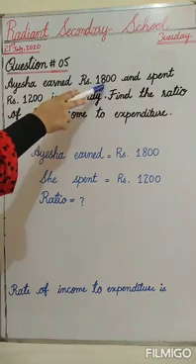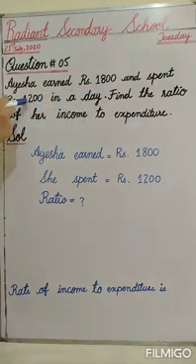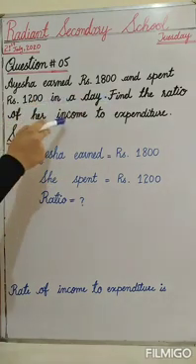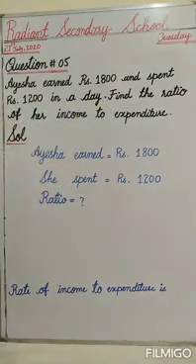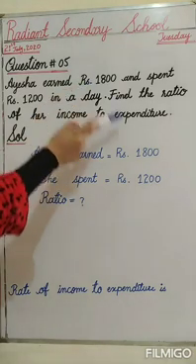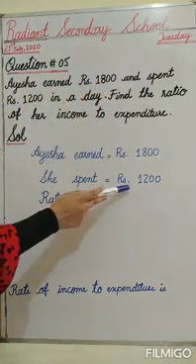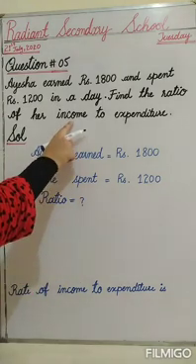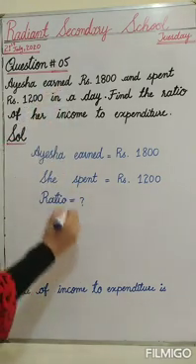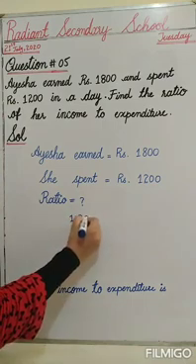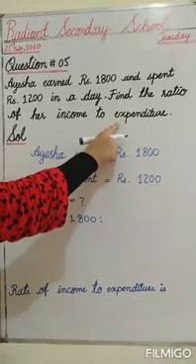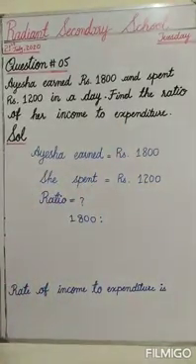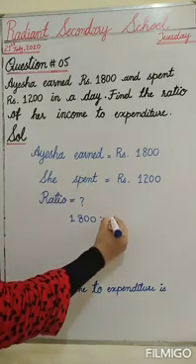Okay class, now the last question is question number 5 and the statement of this question is Aisha earned rupees 1800 and spent rupees 1200 in a day. Find the ratio of her income to expenditure. In the solution, first we will write the given data. Aisha earned rupees 1800 and she spent rupees 1200. And we have to find the ratio of her income to expenditure. So while writing the ratio, first we have to write the income that Aisha earned. And that is 1800. Then the sign of ratio between them. Then we have to write the expenditure. Expenditure means the money she spent in a day, that is 1200.